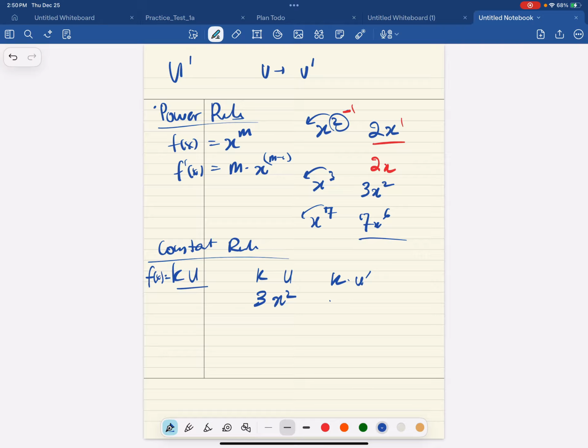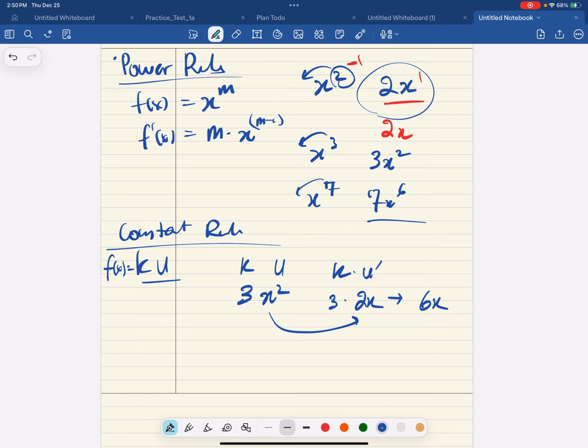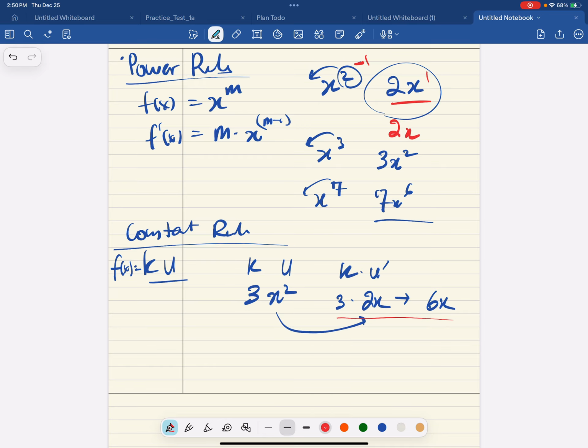This is an expression of ku, because 3 is a k, a constant, and x to the 2 is an expression, like a function. What happens is that we do k multiplied by u prime. You can already see it's going to be 3 times the derivative of x to the 2, which we already did over here, is 2x. It can be even more simplified: 3 times 2x is 6x. That's it. That's really it. It's as simple as that.